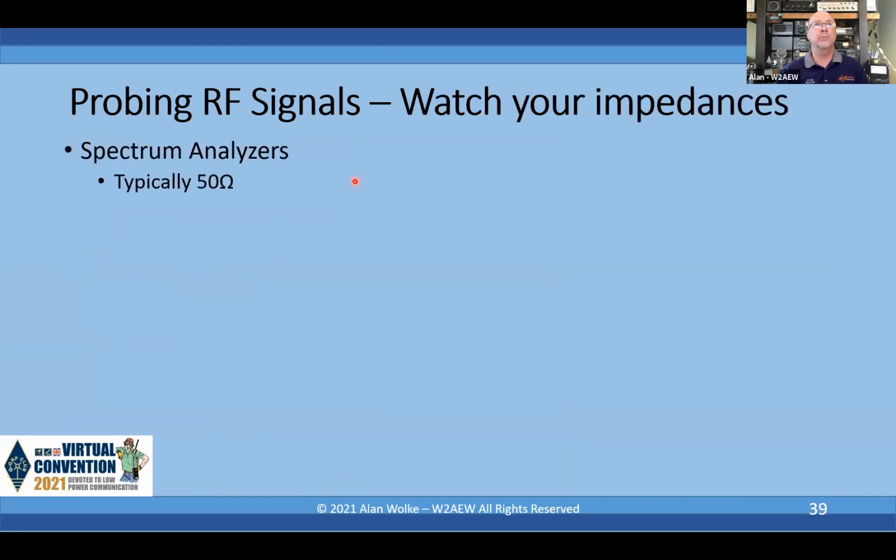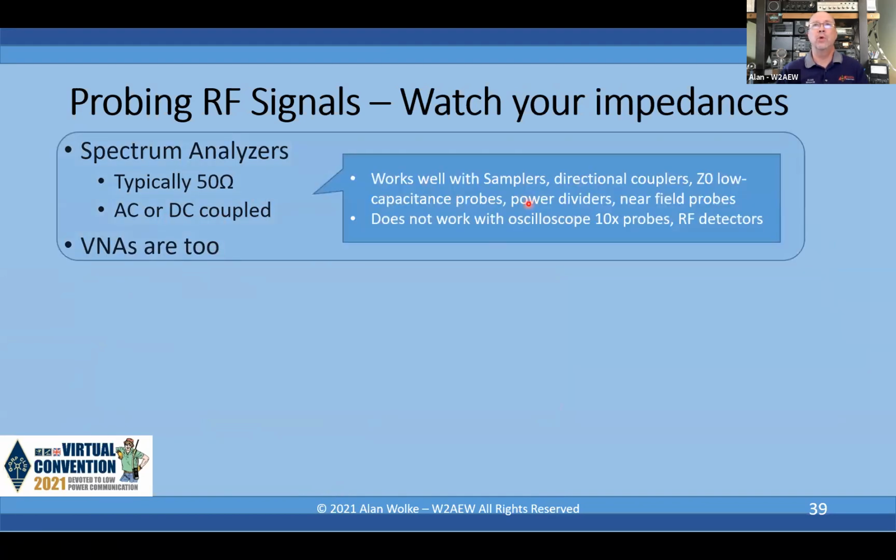So watch your impedances. Spectrum analyzers are generally 50 ohms. They're generally AC or DC coupled. They'll tell you what they are. VNAs are too. That works really well with the samplers and directional couplers and Z0 probes and the power dividers. It does not work with 10x probes or RF detectors.